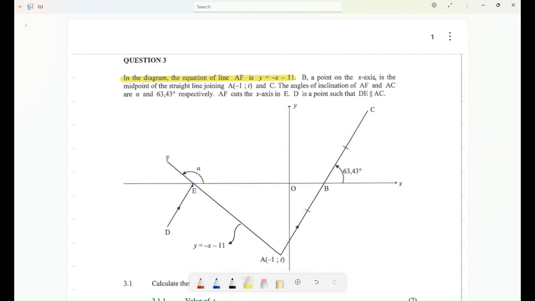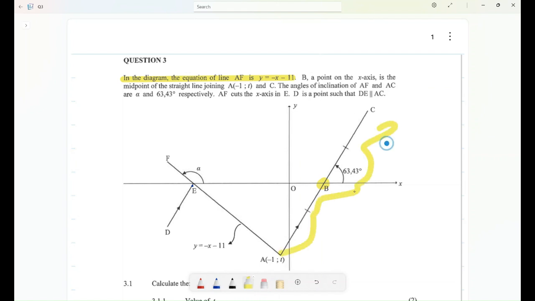B is a point on the x-axis. B, a point on the x-axis, is the midpoint of the straight line joining A and C. So very important, this is a midpoint. Let me just do this so that I can remember midpoint. Okay, remember how we use the midpoint formula.